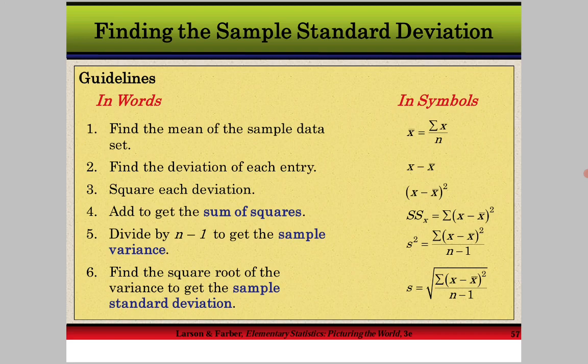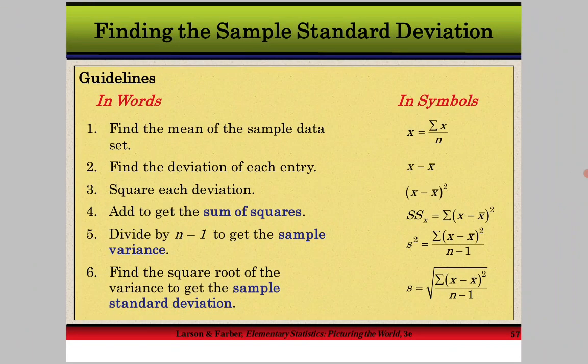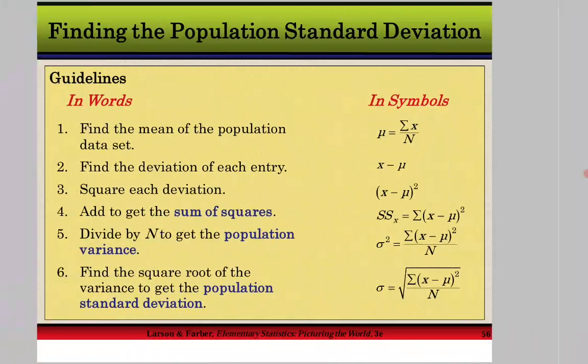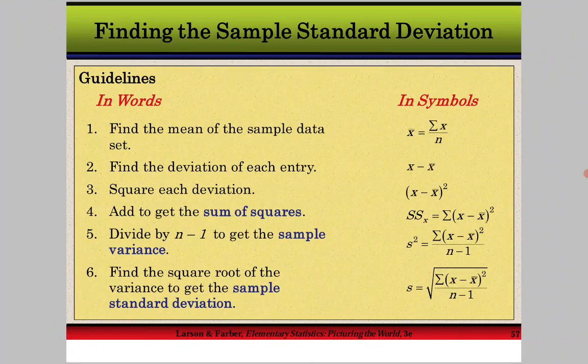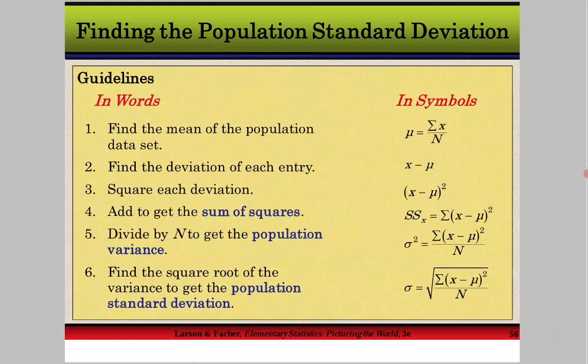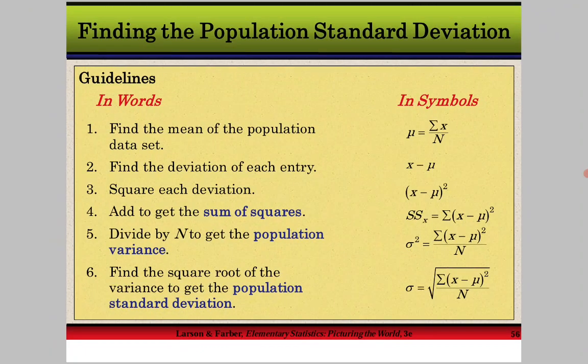So step 1 is find the mean of the sample data set, that is x bar is equal to sigma x by n, which is common. Second one is find the deviation of each entry. In the population standard deviation it is x minus mu, that is x minus mean, whereas here we find x minus x bar only.